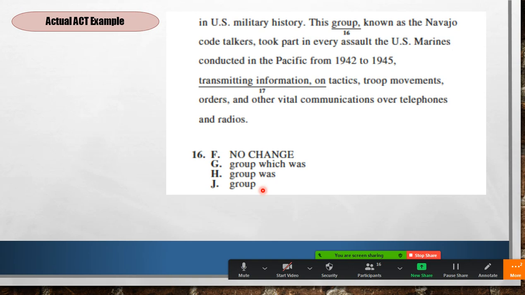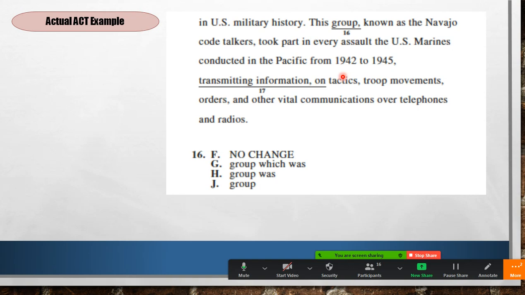Do you agree? Yeah, Miss, I say G. Group which was? No. I'm saying no change. No change, that's right. It's no change, because this part, known as the Navajo Code Talkers, is essential information. Just exclude it out of the sentence, Ahmed, and read what is left. This group took part in every assault the U.S. Marines conducted in the Pacific. Is the meaning of the sentence changed?